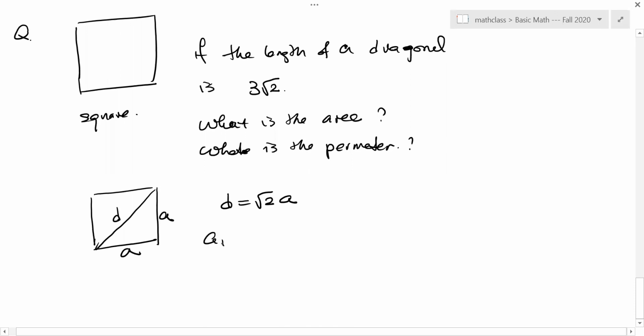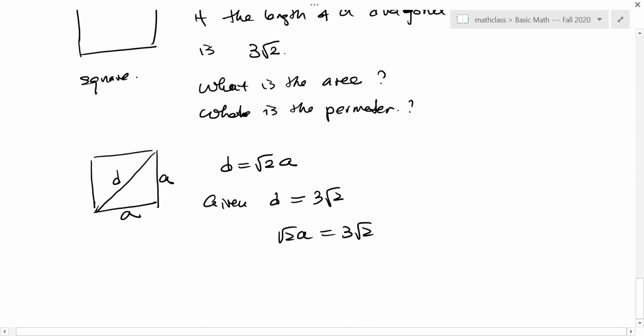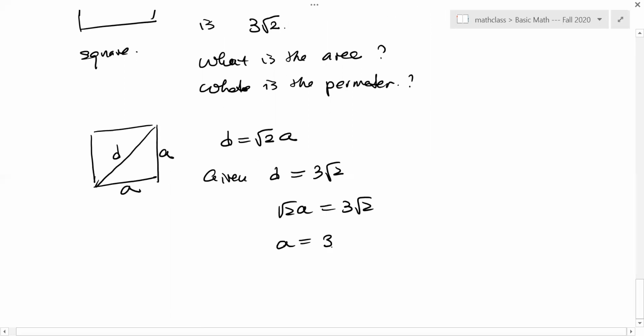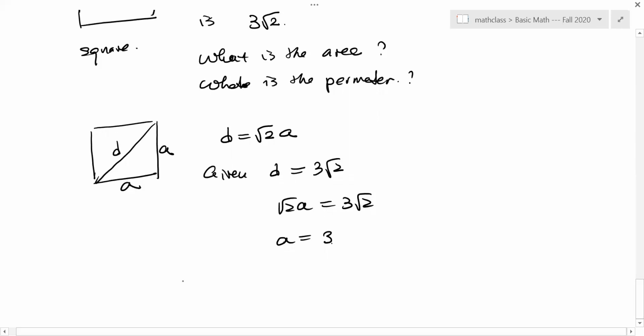Okay, this formula. We are given the length of the diagonal, which is 3 square root of 2, right? We want to find the edge, and this is by D equals square root of 2 times A. So that means square root of 2 times A should be 3 square root of 2, right? So what do you get? Well, A is going to be 3. So the edge length is 3, right? So then you can get everything.